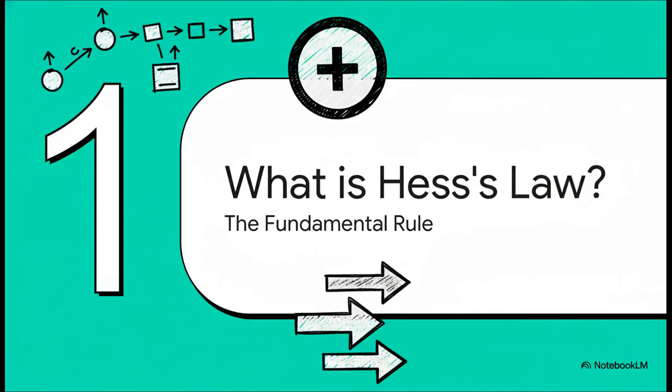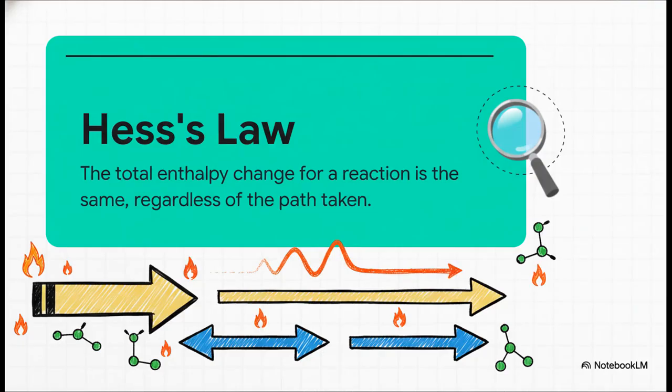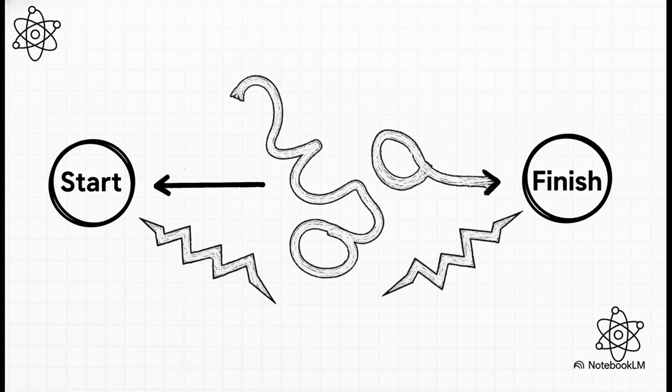Okay, Section 1. Let's get right into the heart of it. So what is Hess's Law? The official definition is the law of constant heat summation, which sounds kind of fancy, but all it really means is this. The total heat change for a reaction, the enthalpy change, is always the same. It doesn't matter if the reaction happens in one big leap or if you take a bunch of tiny little steps to get there. The total energy change from your starting point to your ending point is going to be identical every single time.